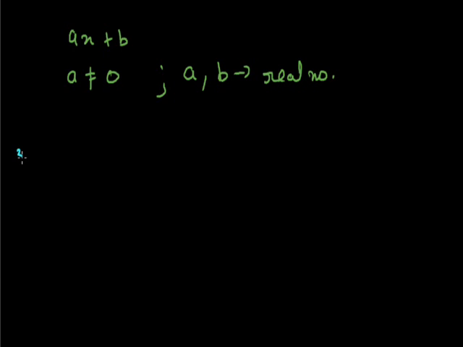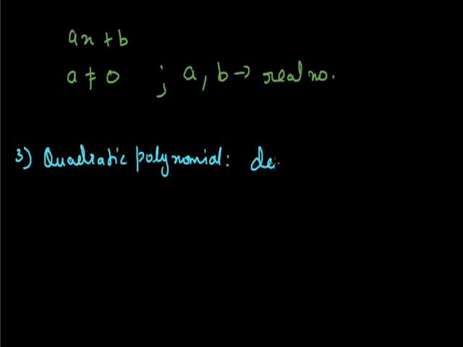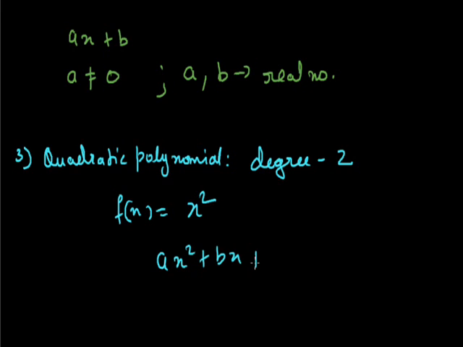Next is the third type of polynomial, that is the quadratic polynomial. The degree of a quadratic polynomial is 2. For example, f(x) = x square. It is a quadratic polynomial since the degree of this polynomial is 2. The general form of a quadratic polynomial is ax square plus bx plus c, where a should not be equal to 0 and a, b and c are real numbers.